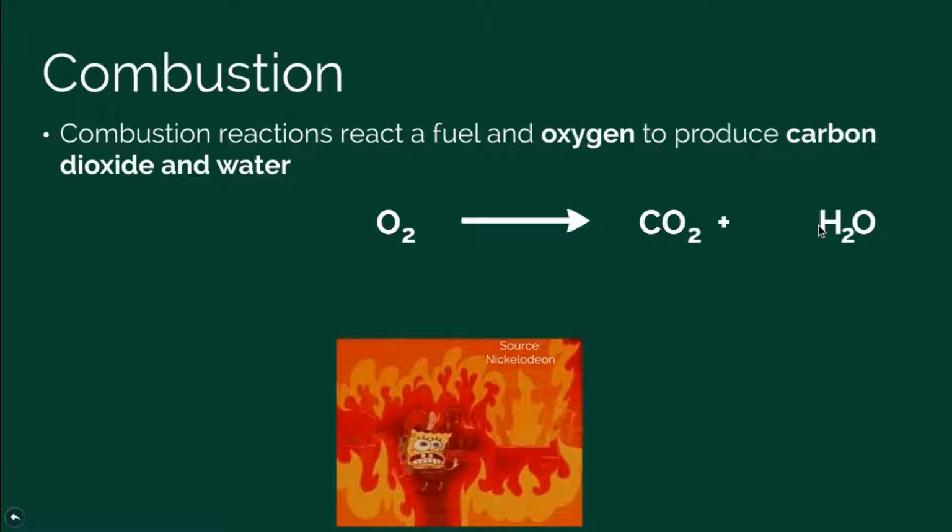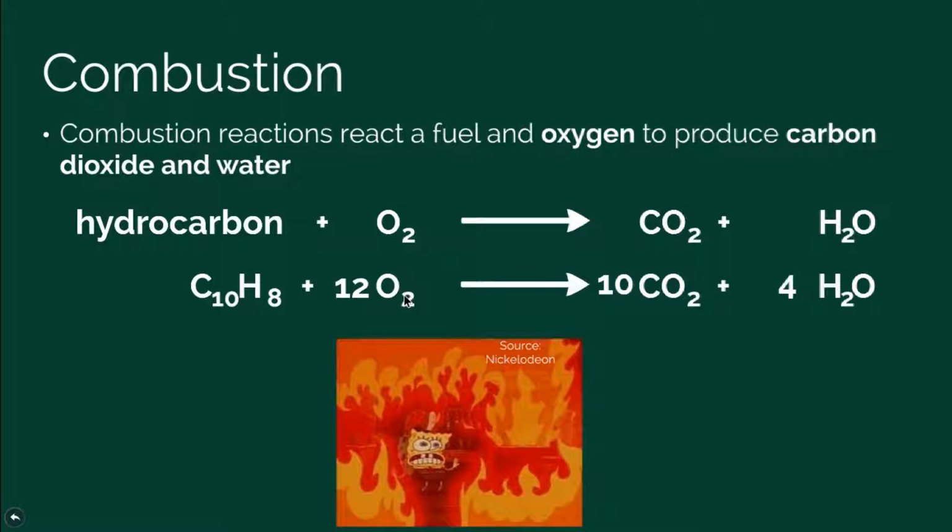And so a lot of the times our fuel will be what is called a hydrocarbon, and this is just a compound that is made of both carbon and hydrogen. You can tell right from the name, carbon and hydrogen. Those are the two parts of a hydrocarbon. So this will become our fuel for the combustion reaction, and when it's in the presence of oxygen and enough energy, it will burn, create a fire, and your product of this will always be carbon dioxide and water.